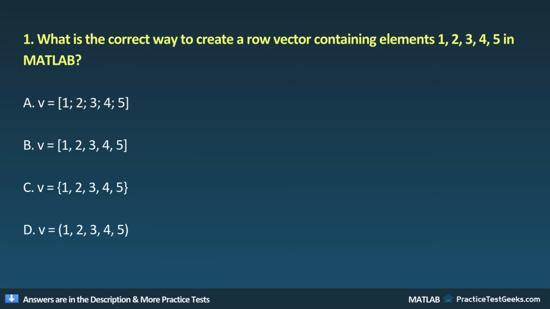1. What is the correct way to create a row vector containing elements 1, 2, 3, 4, 5 in MATLAB? A. V equals 1, 2, 3, 4, 5. B. V equals 1, 2, 3, 4, 5. C. V equals 1, 2, 3, 4, 5. D. V equals 1, 2, 3, 4, 5.